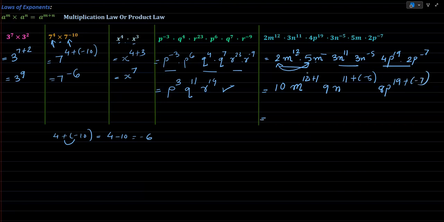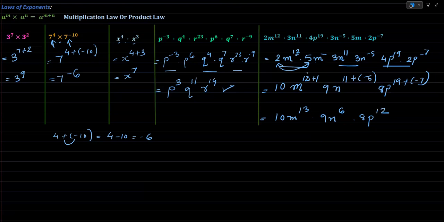Cool. So this will be equal to 10 into m to the power 13, 9 into n to the power, what is 11 plus minus 5? It is 11 minus 5, and that will give you 6. And finally 8p to the power 19 plus negative 7, and that will be equal to 12.